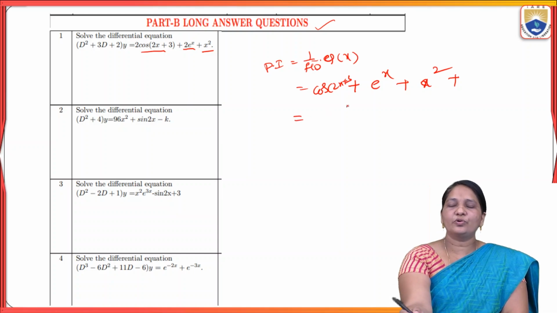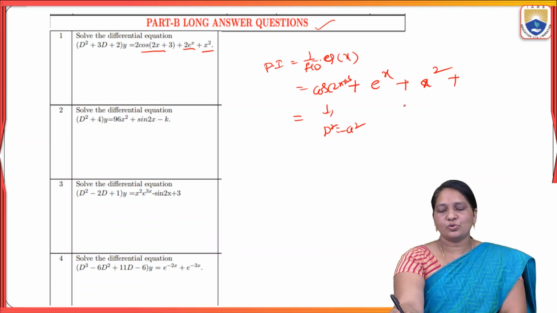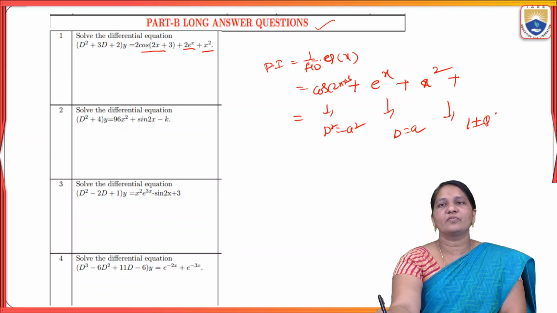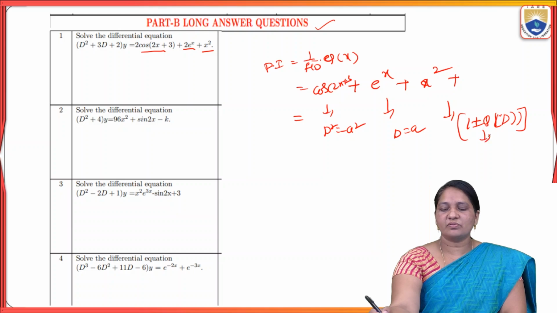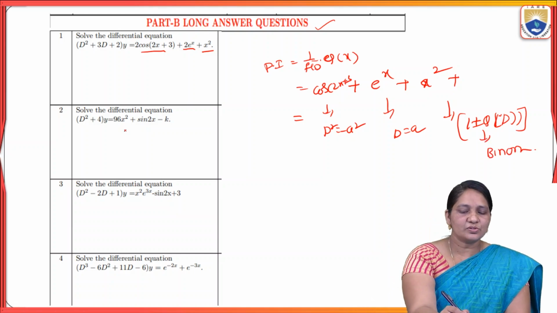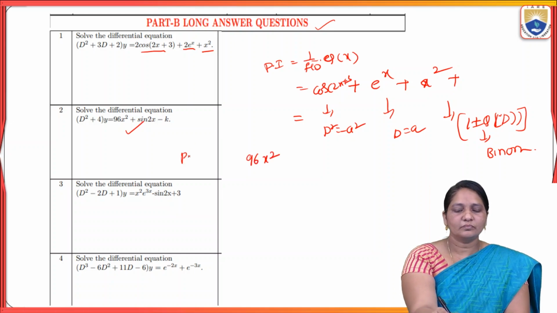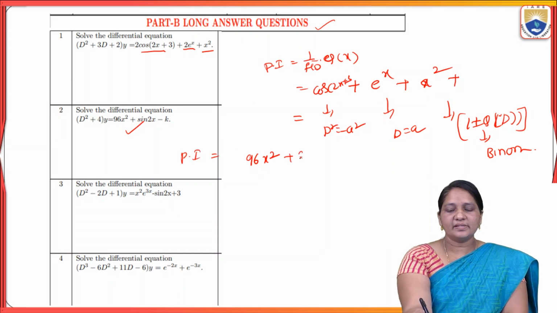So here we are going to follow the formula for the D square equal to minus a square. So here we are going to use D equal to a formula. And here we have to convert the given equation into the form of 1 by phi of D. And we can expand this one by using the binomial expansion. So here also we are having Q of x value, that is 96 into x square plus sin 2x minus k.